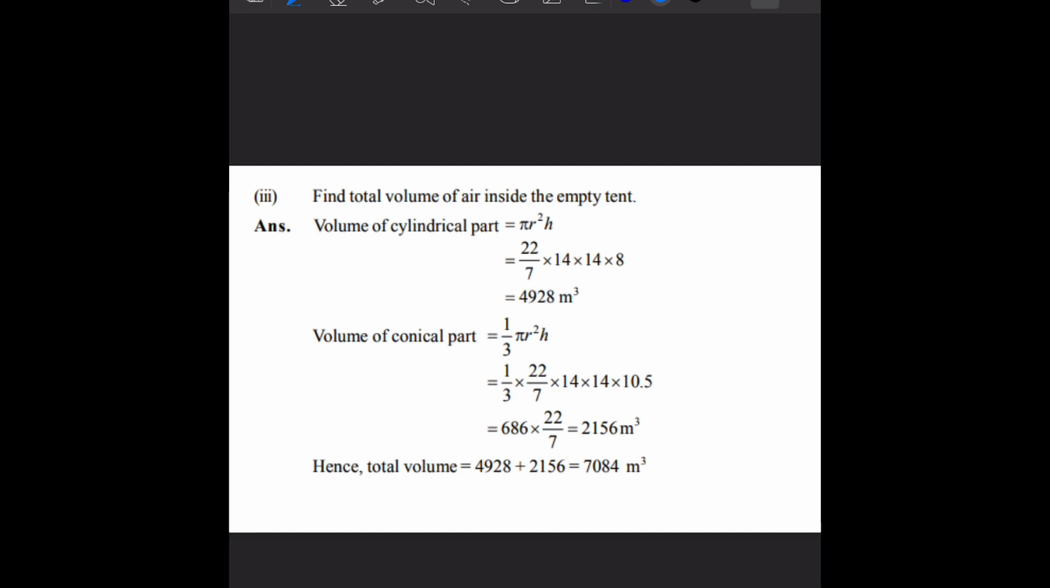Find the total volume of air inside the empty tank. What is the volume? Volume of a cylindrical part and volume of a conical part, दोनों को ऐड करेंगे, हमारे सवाल का जवाब आएगा. Volume of a cylindrical part. What is the volume of cylinder? Pi r square h. What is the volume of a conical part? 1 by 3 pi r square h. Put this value, you'll get an answer 4928. Put these values, you'll get an answer 2156. And the grand total will be 7084 meter cube.